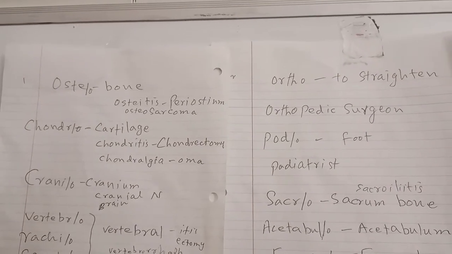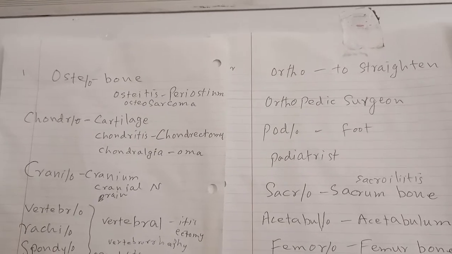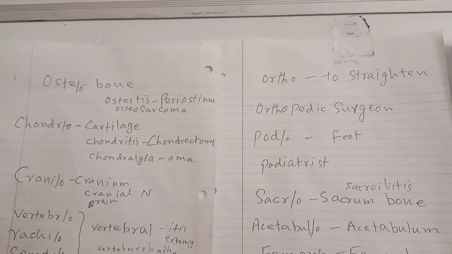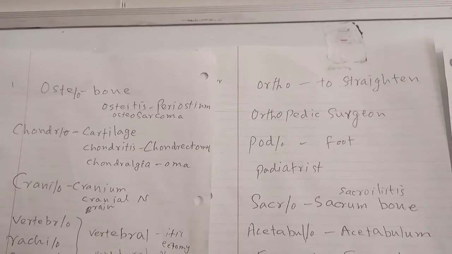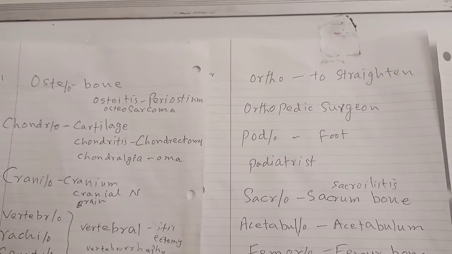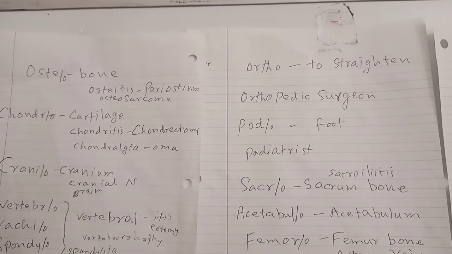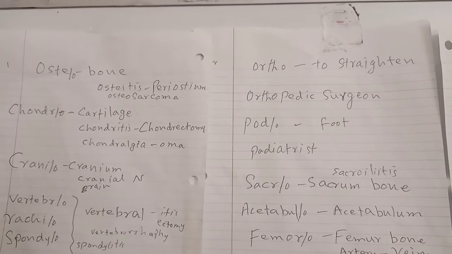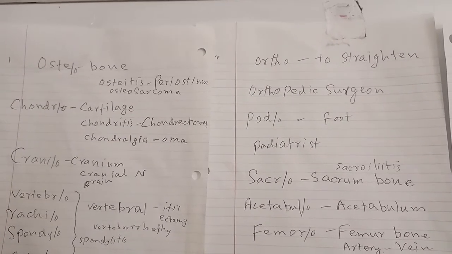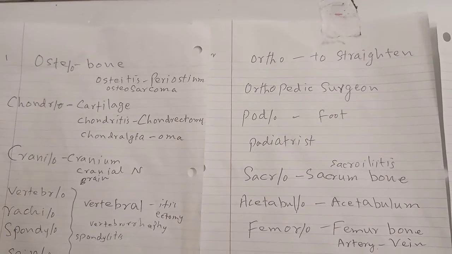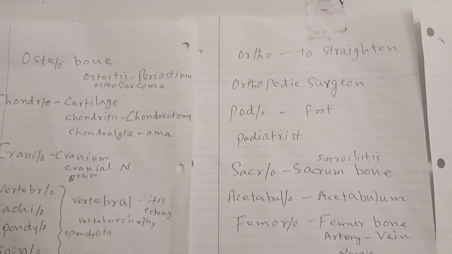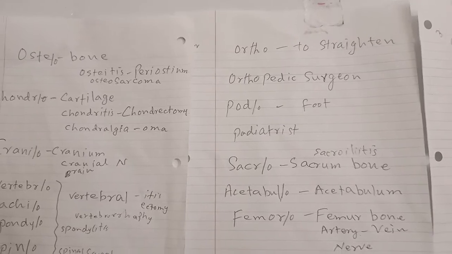The first word root is oste. Oste means bone, and I make the word osteitis, infection of the bone. Periosteum is a membrane that covers the long bones. Peri means periphery, so it is the outer surface that it covers. So this is known as periosteum.